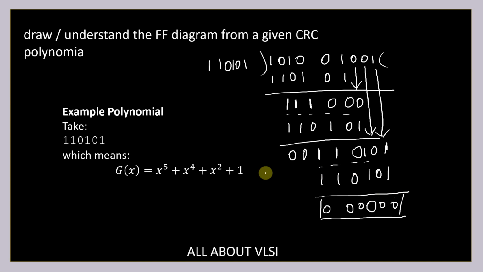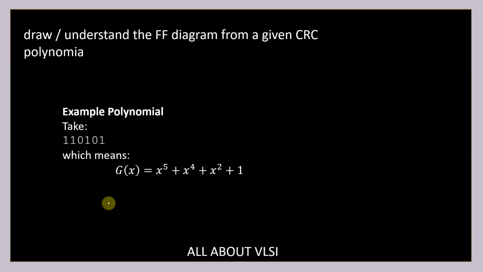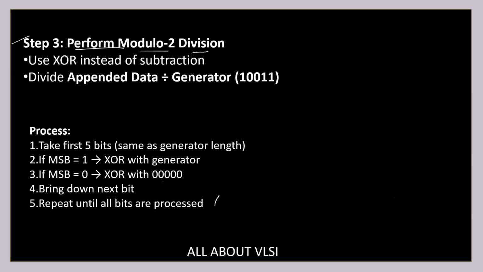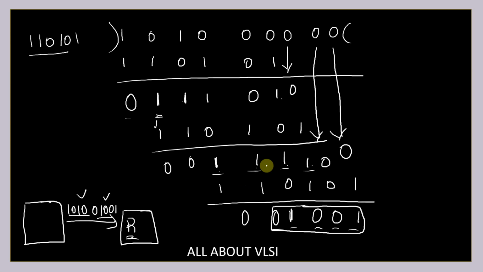Now, this particular operation we need to perform using hardware. Let us try to understand how we are going to perform the operation using hardware. We are going to consider a few steps. So step number one is we need to take the polynomial. Over here, for the example, we are going to take 110101, where this is the polynomial x power 5, x power 4, x power 2 plus 1.